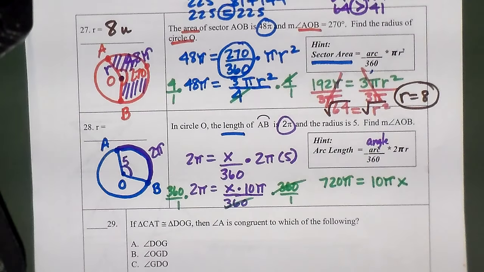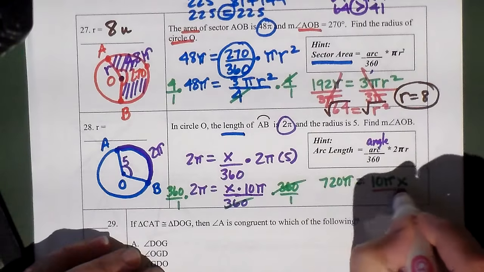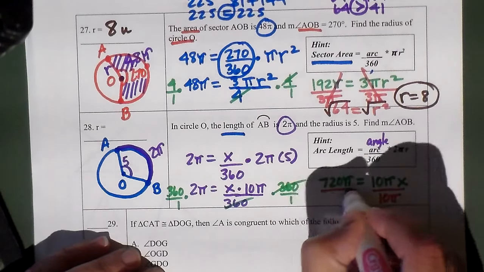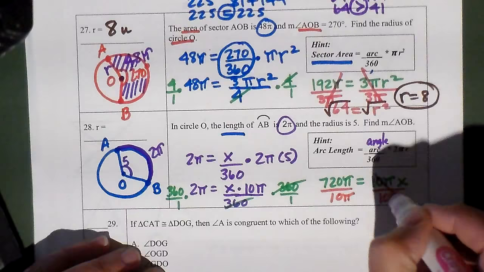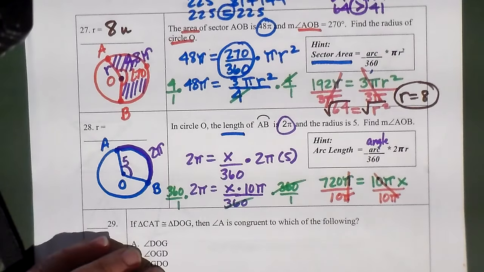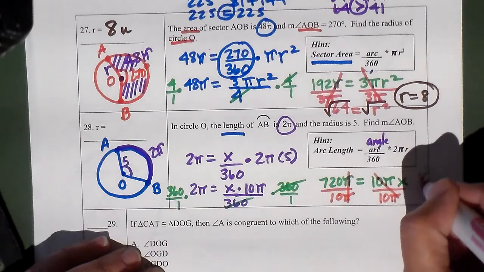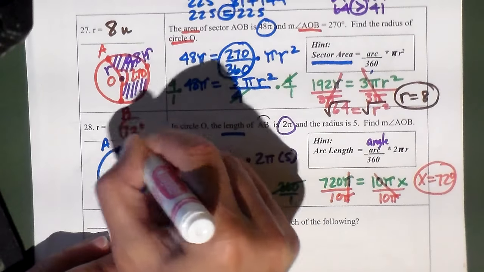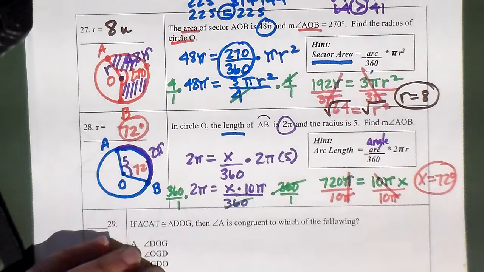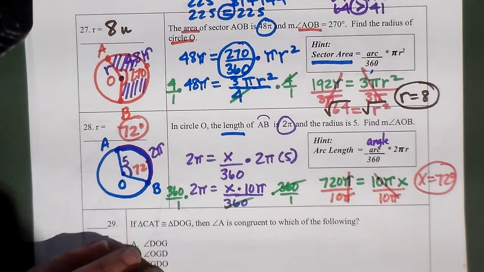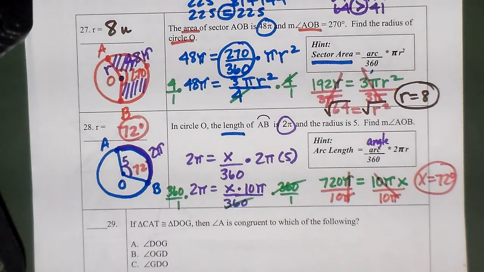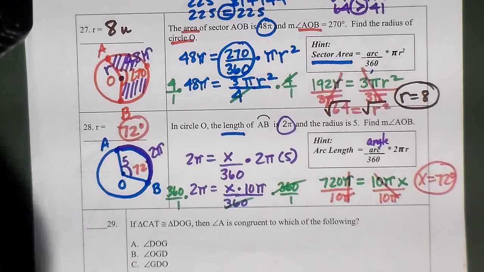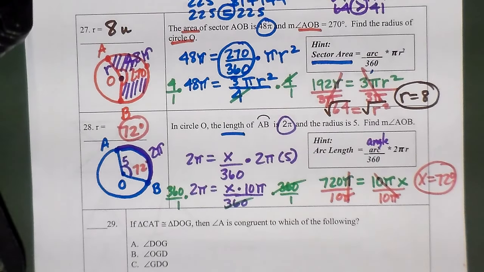So now I want to solve for x, which happens to be my angle. So I'm going to divide both sides by 10 pi. The pi's cancel. And 720 divided by 10 is 72. So that is your answer. Your arc and your angle are 72 degrees. So everything, like I said, is contingent on what you have. You have to plug in what you have to find what you don't have.